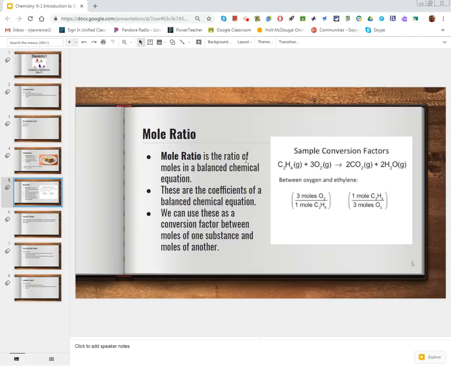So a mole ratio is simply the coefficients from a balanced chemical equation turned into fractions. So these coefficients from a balanced chemical equation can be used as a conversion factor to allow us to convert from 1 mole of a substance to another one.